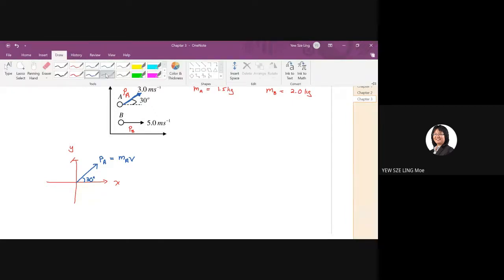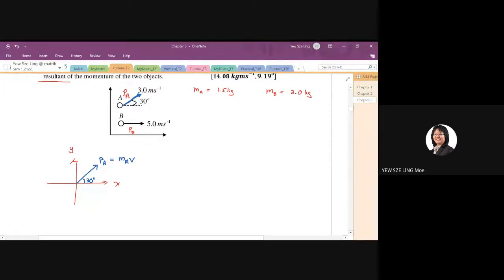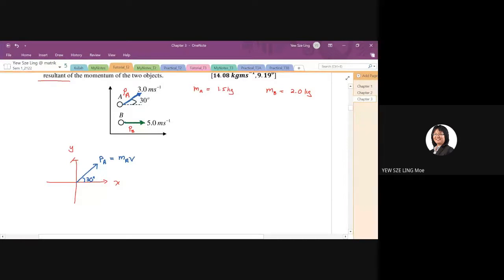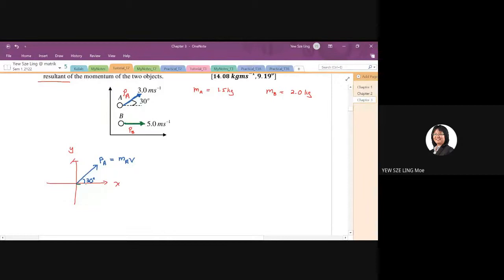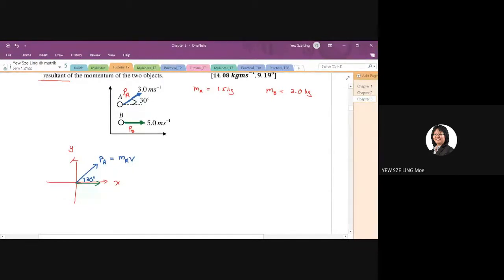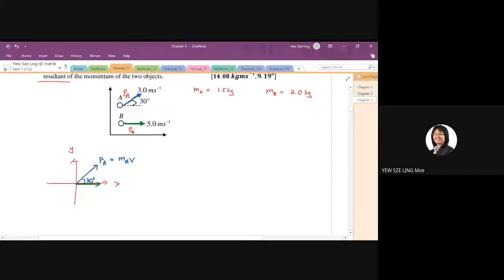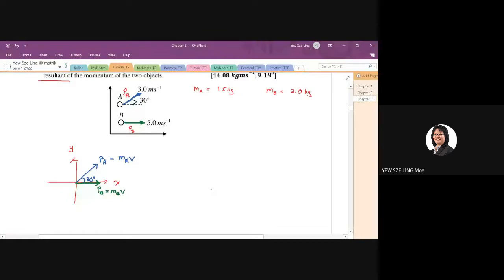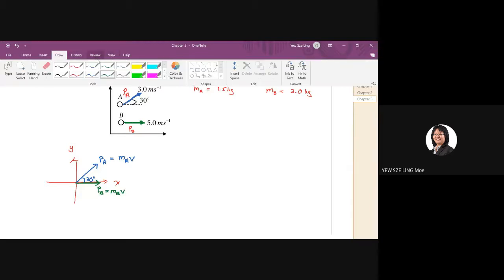So the next vector, I'm going to color it green. B now is the green color. So what am I going to do? I'm going to take this whole vector and put it in the XY plane. I'm putting it in this plane. So now I have this vector PB, which equals MBV. All right, now I have a complete XY plane, Cartesian coordinates, with the vectors.